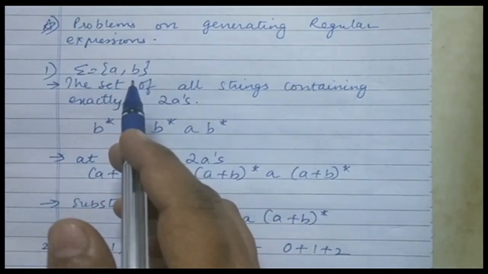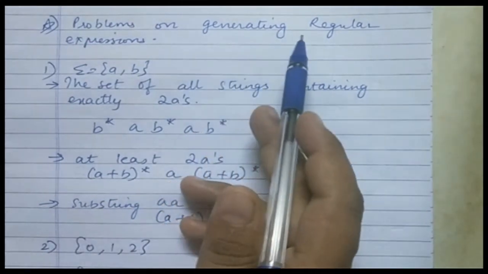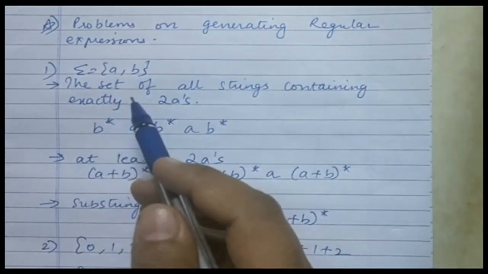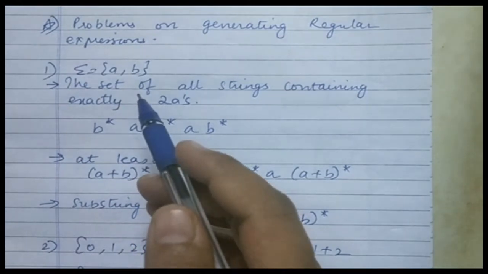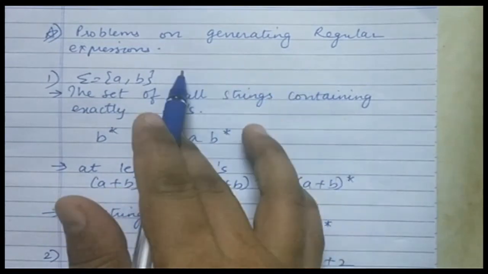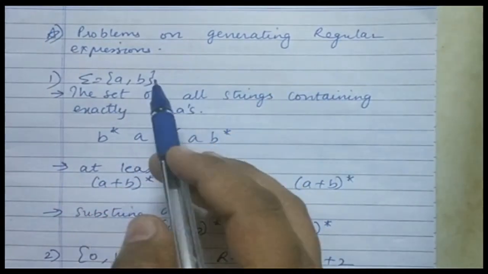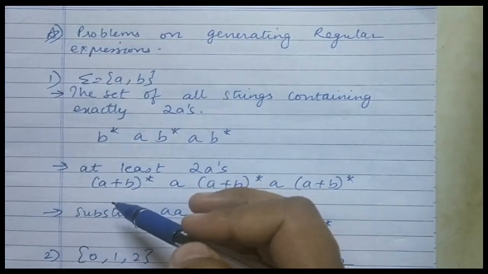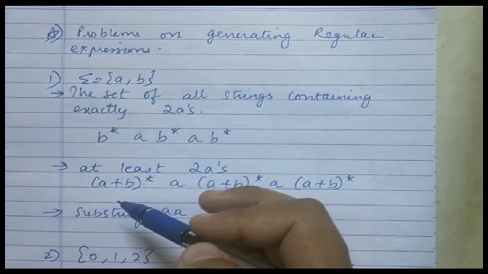Today let's discuss the problems on generating regular expressions. As we had seen what we mean by regular expressions and regular grammar, now we can see some problems on how we can generate regular expressions. Here I have taken a few examples which I will explain, and later you can try out some of the other examples.